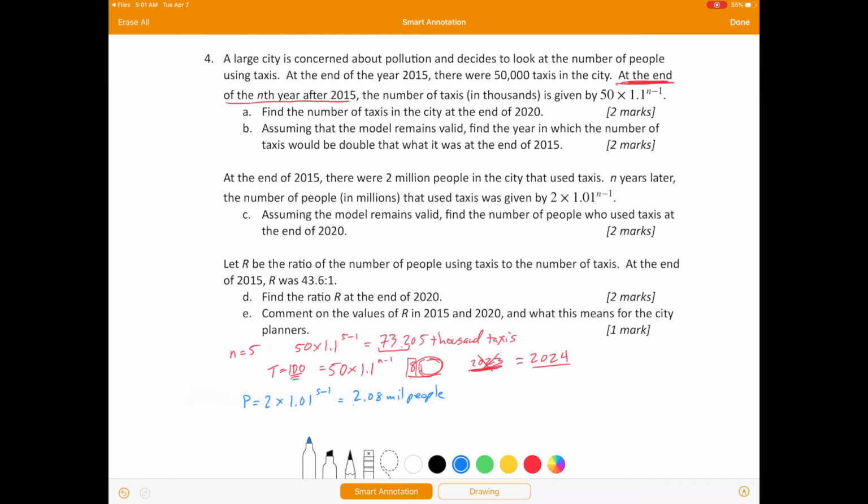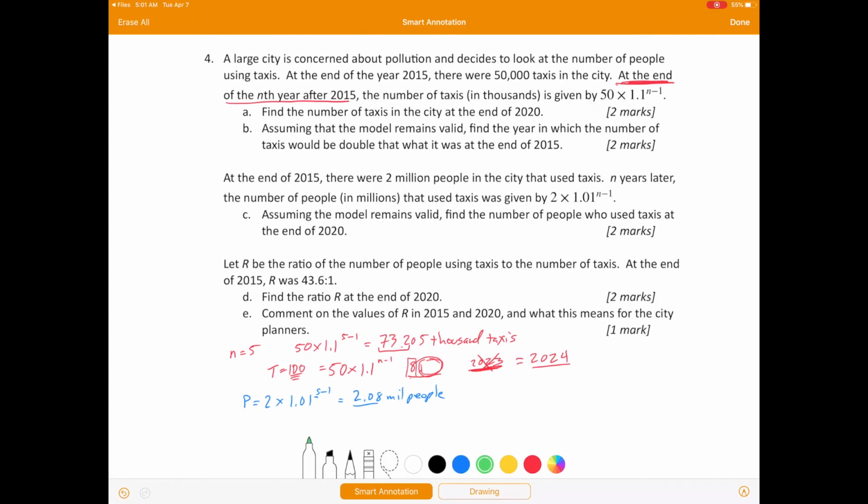Okay, and notice that I did use the 3 sig figs here, so 2.08 million people. And we can then go on to letter D. Again, recognize we put 5 here because it's 5 years after, and so n is the nth year after 2015. R is the ratio of the number of people using taxis to the number of taxis. Okay, so people using taxis over number of taxis.